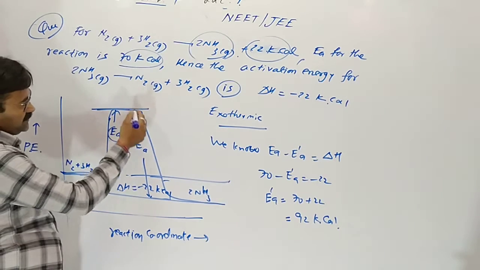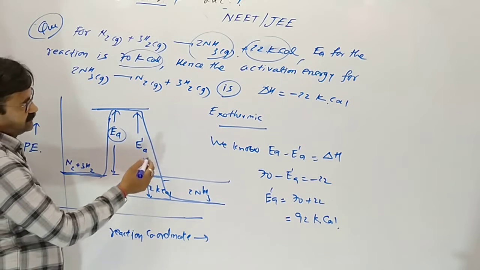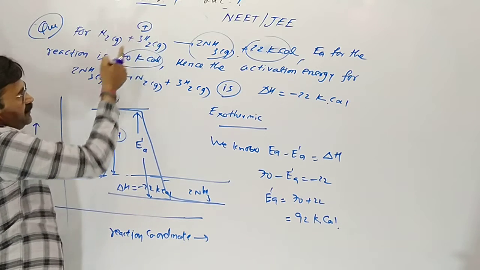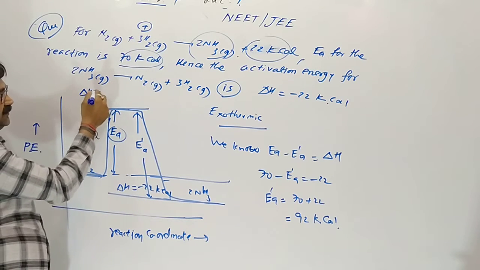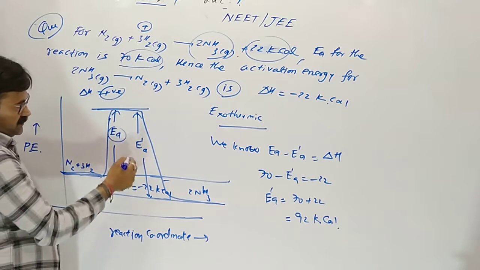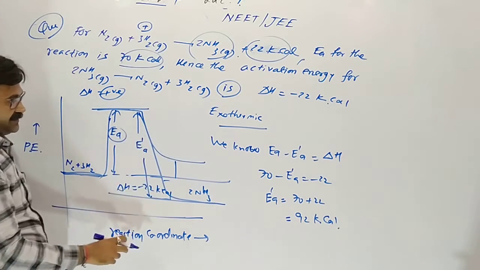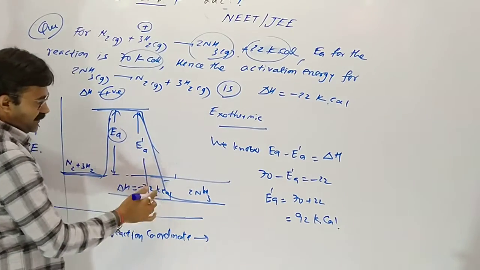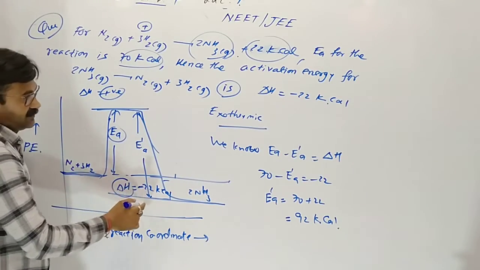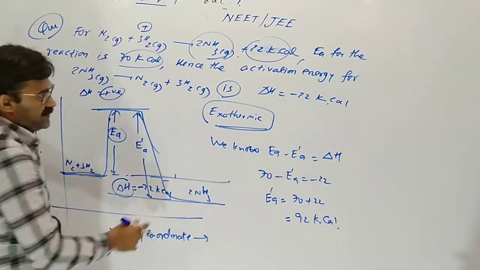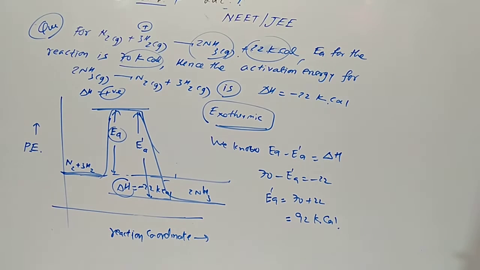If our reaction is endothermic, so it comes here as a plus, so delta H will be positive. So this graph comes here, same EA minus E dash, but delta H will be positive. Here delta H is negative. Why? Exothermic reaction, so it is negative.